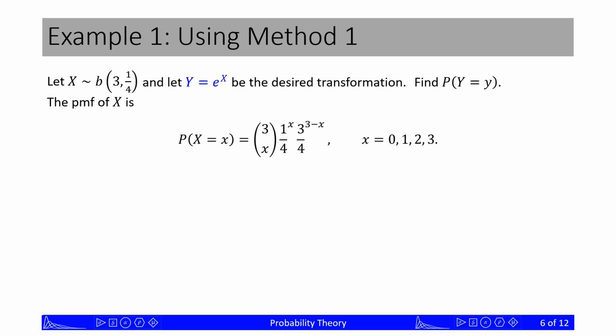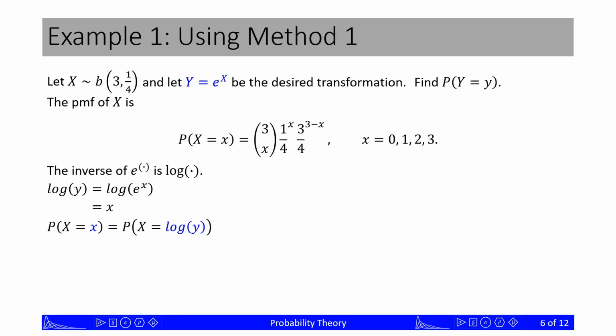The PMF of x is the PMF of a binomial random variable with n equals 3 and p equals 1/4. The values the random variable can take are between 0 and n. In this case, that is 0, 1, 2, and 3. Now, recall that the inverse of exponentiation is the log function, and our goal is to solve for capital X in the transformation formula y equals e to the x. The log of lowercase y equals the log of e to the lowercase x, which is just x.